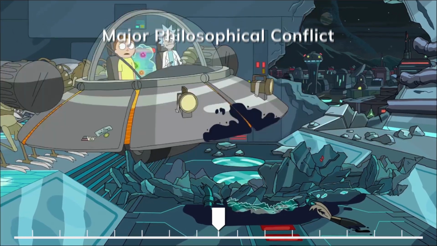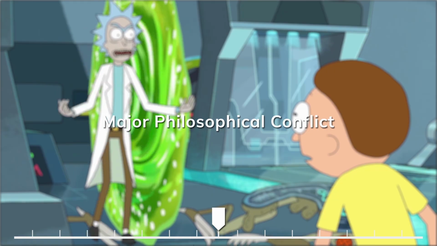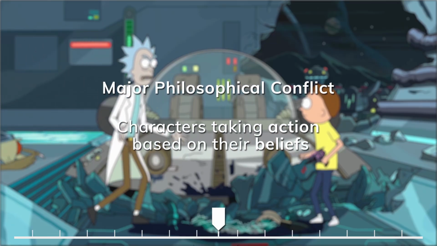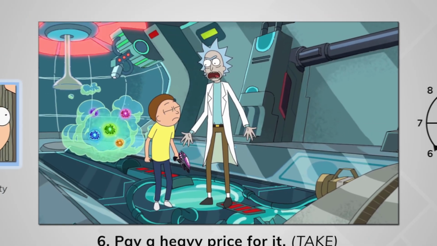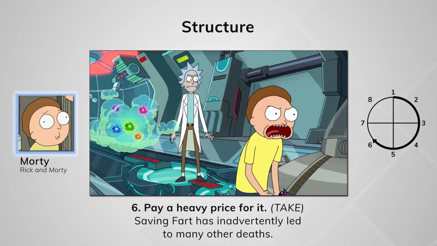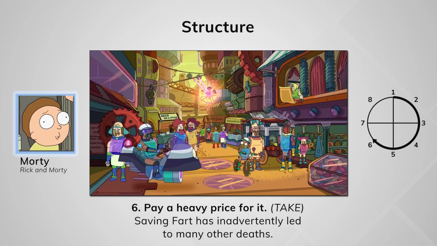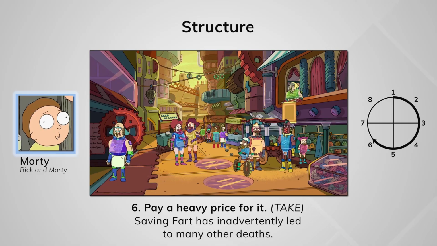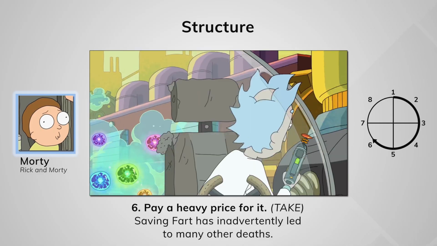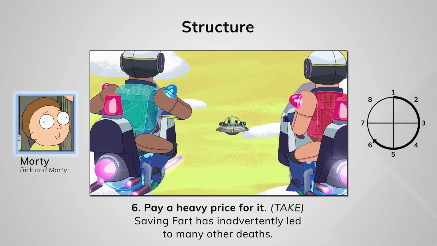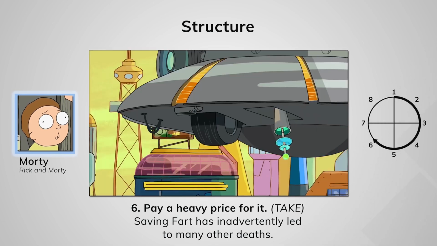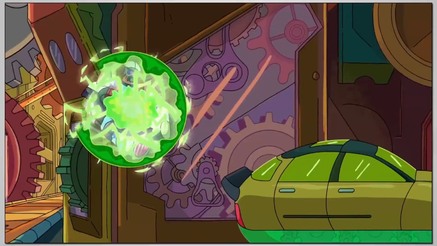Notice that in just a few short minutes, we have had a major philosophical conflict, characters taking action based upon their beliefs, and a clear midpoint turning point. But at 6, now Morty's actions come at a cost. Things are not as simple as Morty believes. As Rick and Morty try to escape with Fart, Morty realizes that saving Fart's life is coming at the cost of many other lives, and Rick openly challenges Morty on this.